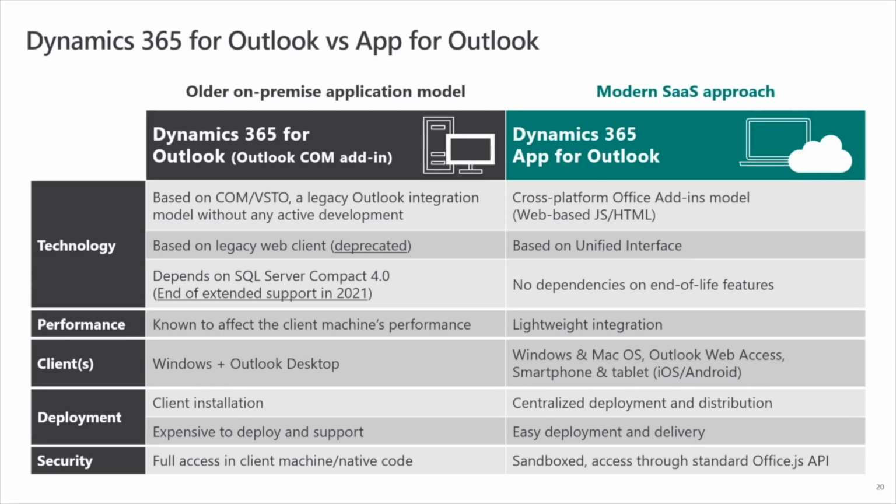In terms of deployment, the add-in required to be installed on each client machine, so each user had to install the add-in either manually or through scripted deployments. It was always expensive to deploy and support whenever a user had issues with the add-in, whereas the app for Outlook is centrally deployed and distributed and offers an easy deployment and delivery model where the app for Outlook configuration can be automated, so any eligible user can get the app for Outlook automatically.